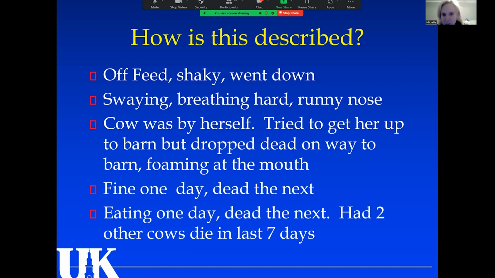Another history, cow was by herself. They tried to get her up to the barn, but she dropped dead on the way, foaming at the mouth. So they don't get that good oxygen to the brain, to the organs, and they can absolutely drop dead with exercise. Fine one day, dead the next, eating one day, dead the next. And here's something that you'll often see with these hemolytic anemias. They'll have 2 or 3 cows die in the last week or so. So it tends to be in a group like that.